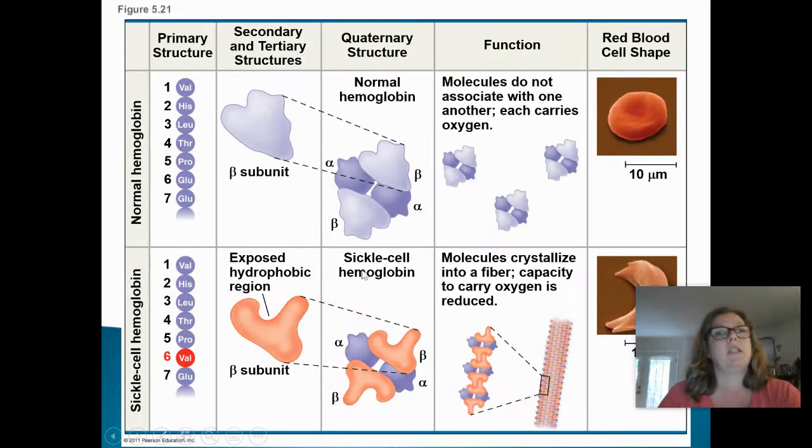Okay, so let's go back to this diagram. Here's the quaternary structure. Hemoglobin has 2 beta subunits and 2 alpha subunits, and that's what you're seeing there. When hemoglobin is normal, it looks like this, and it's inside of a nice, plump, fluffy red blood cell. And when the beta subunit of hemoglobin is misshapen, then what you get are hemoglobin molecules that stick together and form this sickled molecule that you can kind of see behind my picture.